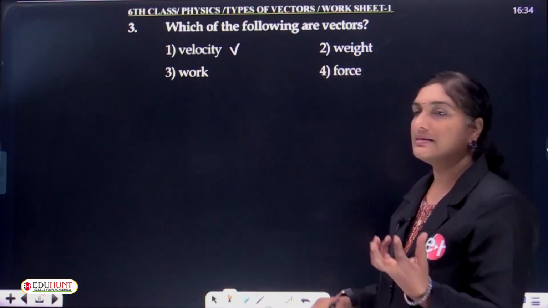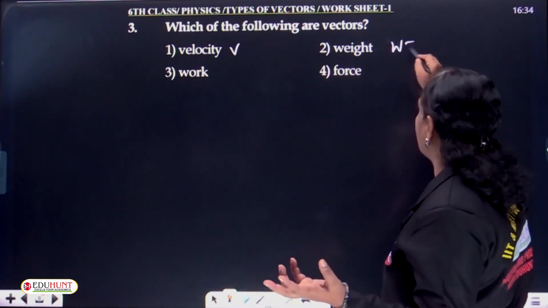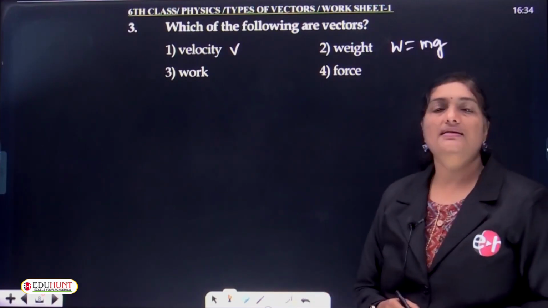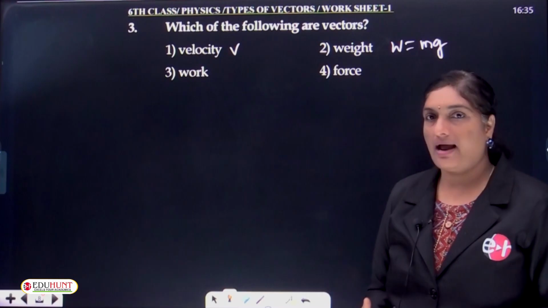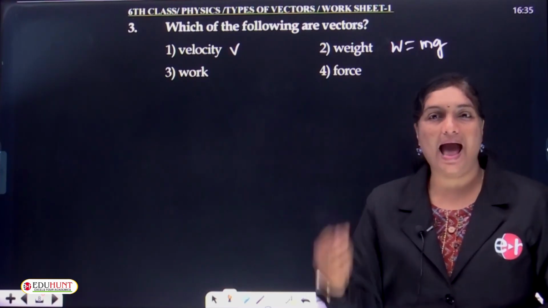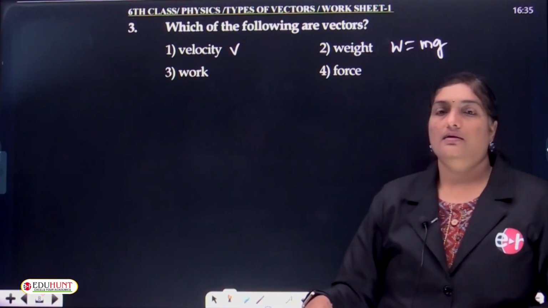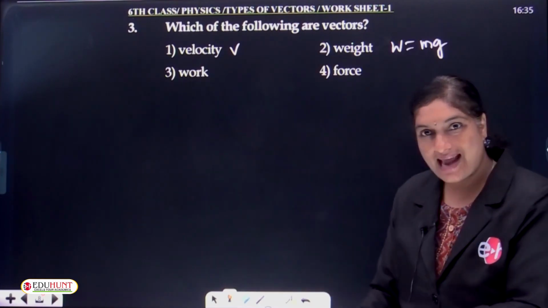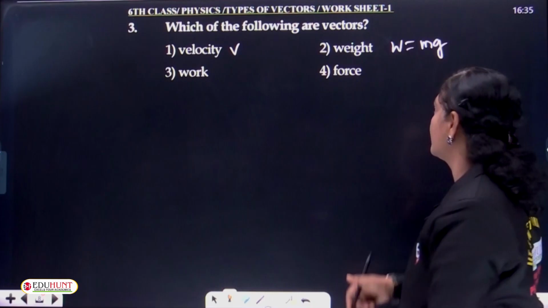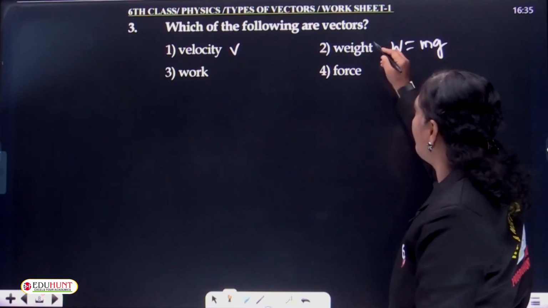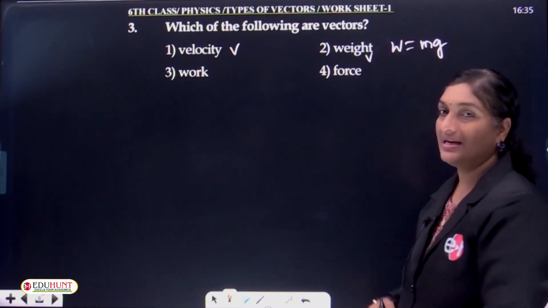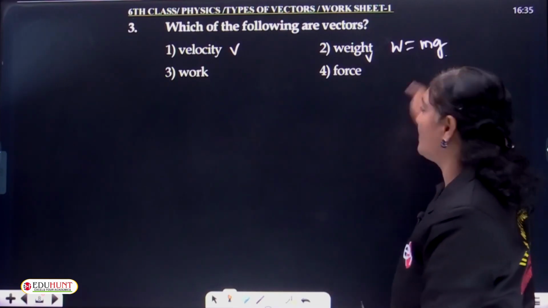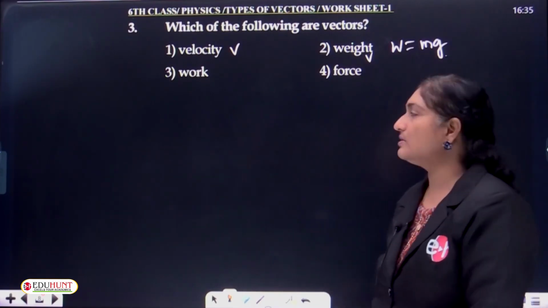Weight. Weight of the body W is equal to mg, where m indicates the mass and g indicates the acceleration due to gravity. The weight of the body always acts towards the surface of the Earth. Hence, weight of the body is also a vector quantity. It has a direction. Its direction depends upon the direction of acceleration due to gravity.